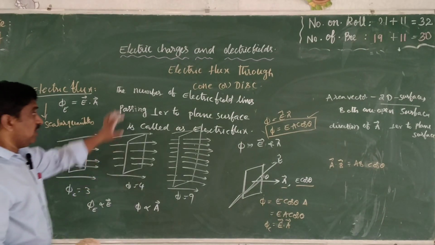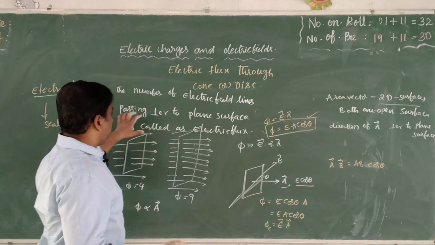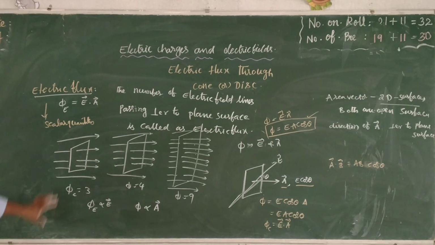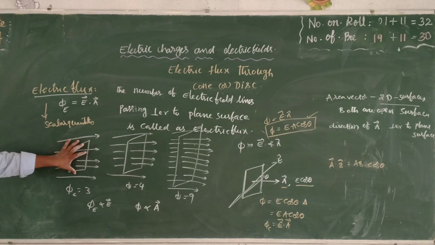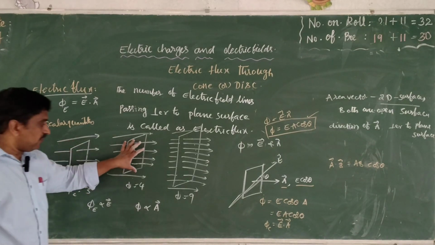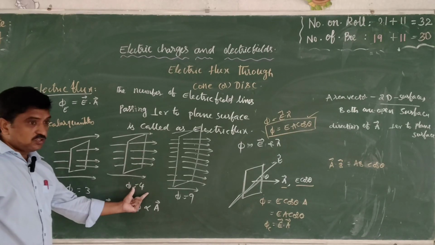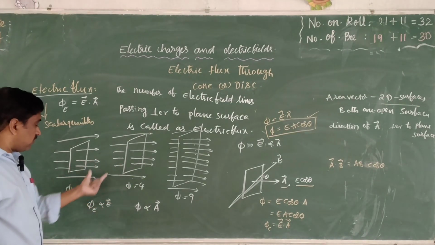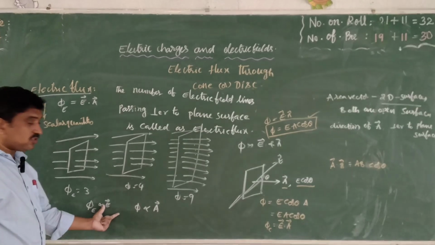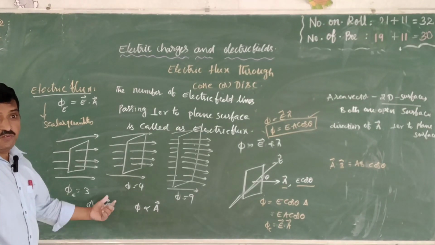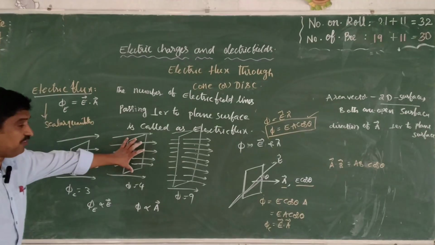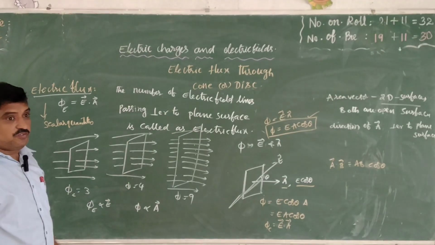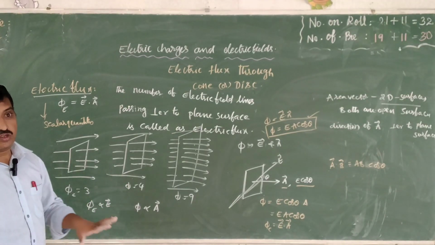Electric flux means the number of electric field lines passing perpendicular to a plane surface. Now see here, the strength of the electric field is less, there are 3. Here the strength of the electric field is 4, meaning the number of field lines passing through this area is 4. The area is the same, but the field lines are different. So electric flux depends on the strength of the electric field. How can we tell the strength? Density of field lines gives the strength of the electric field.